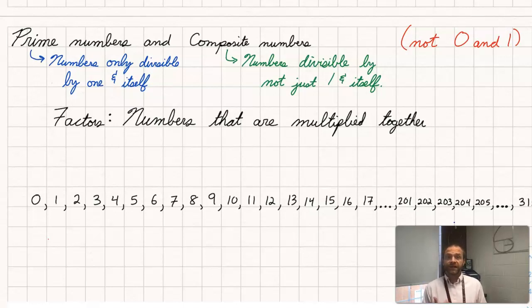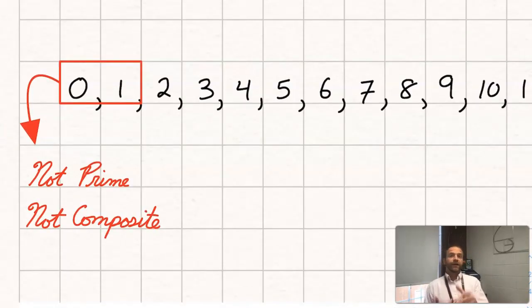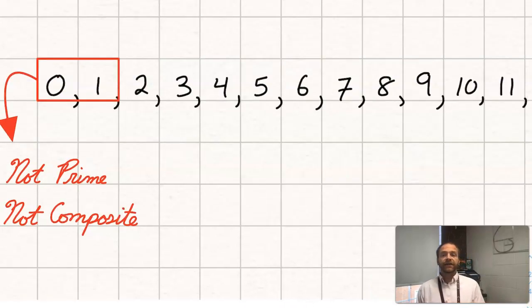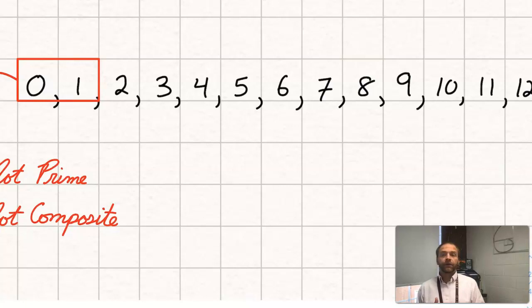The first thing that we need to keep in mind is the exception to the rule for prime and composite numbers, which is in red up above, and that is 0 and 1. 0 and 1 are neither prime nor are they composite. They are the exceptions to the rule. And so we cannot use those. So we're just going to focus on the numbers 2, 3, 4, all the way up forever. And we need to figure out which are they. Are they prime or are they composite?